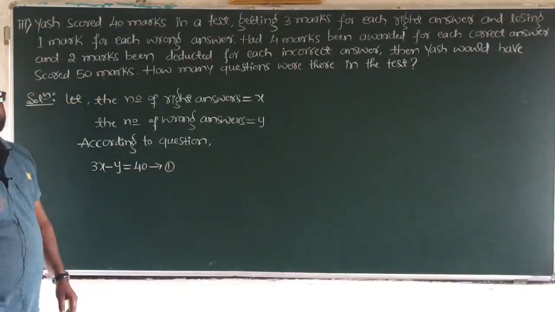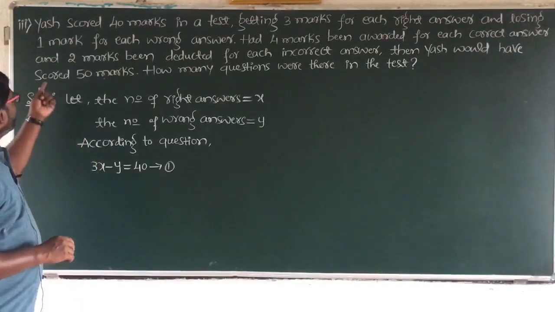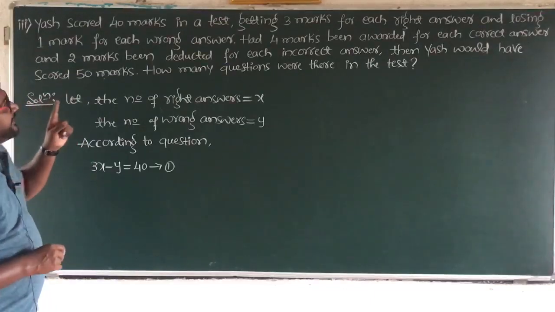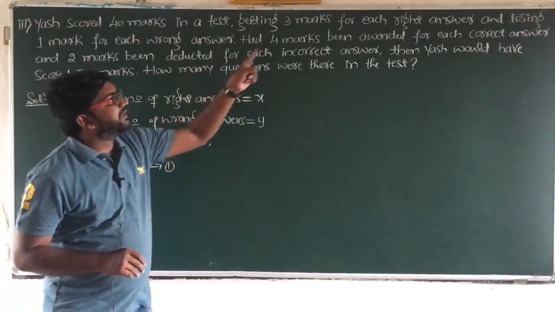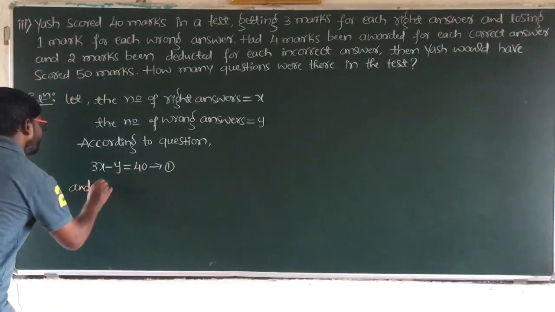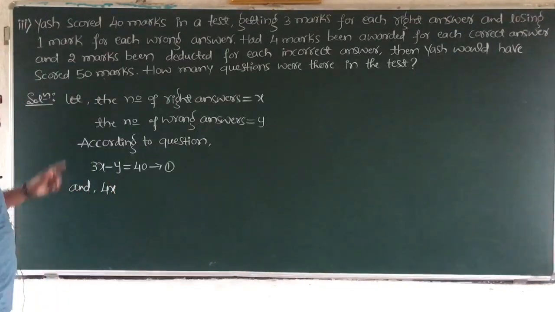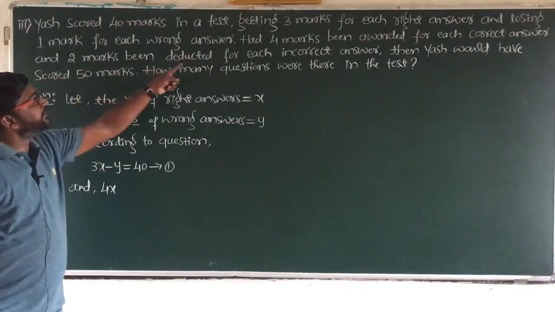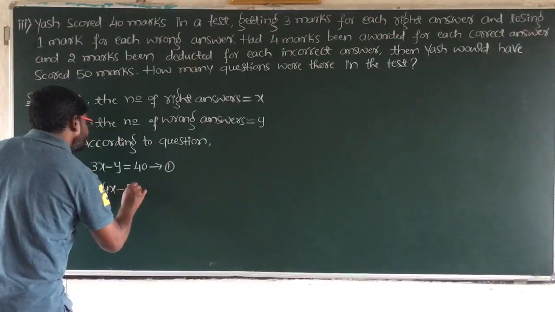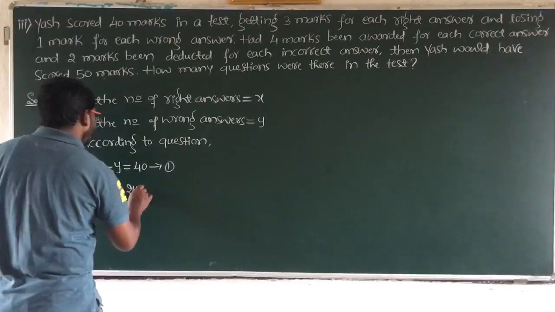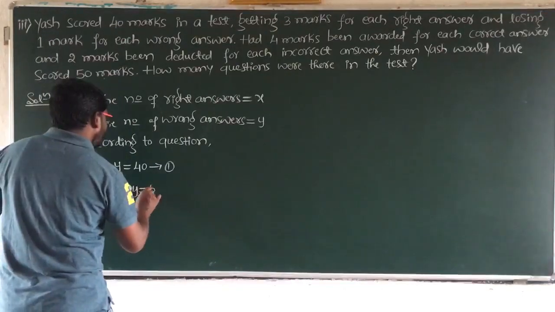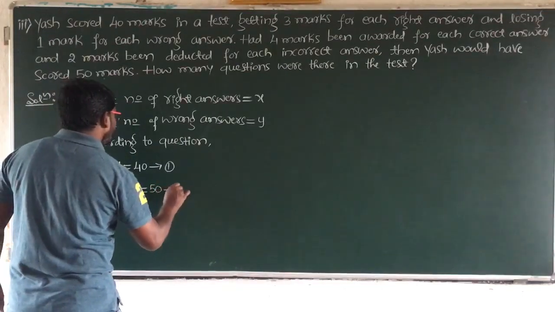Then now go for the second case. In the second case, Yash scored 50 marks. What is the condition now? The condition is 4 marks awarded for each correct answer, so 4x, and then 2 marks deducted for each incorrect answer, it is minus 2y, which is equal to 50. So this is our equation number 2.